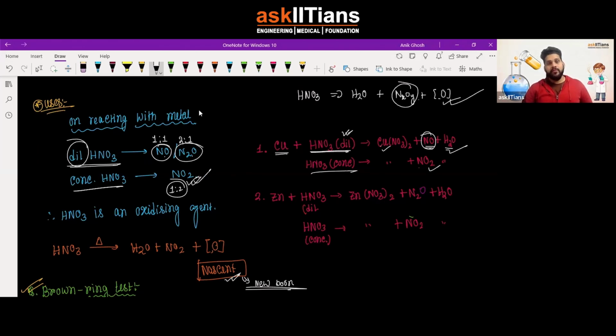Now go for the zinc. For zinc, when it is reacting with HNO3, what we get is zinc nitrate, and as it is dilute, we get either NO or N2O. And here we can get N2O, as you can see. In copper, it was NO. For zinc, it is N2O. This much, guys, you try to remember.